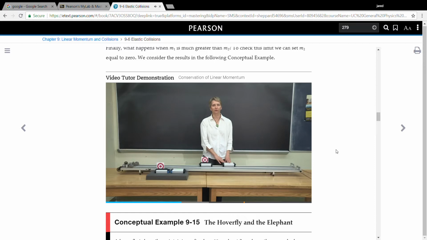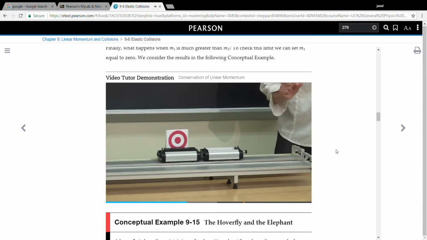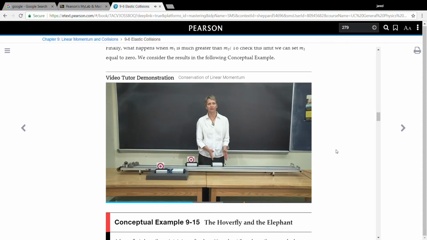Watch what happens to the first cart when I launch it at the target cart. The launch cart comes to a rest after it hits the target.